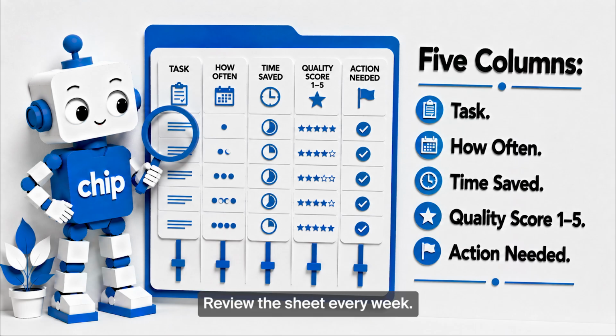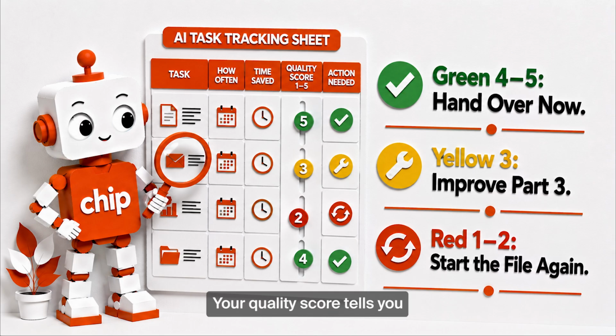Review the sheet every week. Your quality score tells you what to do next. A score of 4 or 5 for 2 weeks in a row is the green signal. This file is working well. Assign it to a staff member today, they can run it without you.